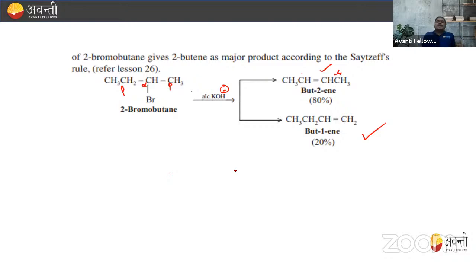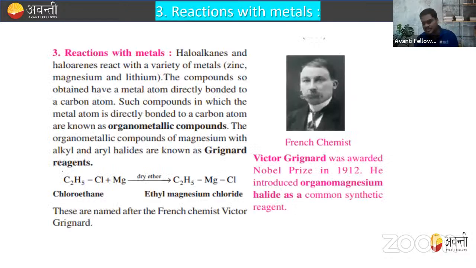Now, how major and minor products are formed. When we treat 2-bromobutane with alcoholic KOH, we have two products. One is 2-butene, which is 80%, the major product, and the other is 1-butene, that is 20%, right? So we got these two types of products in this alcoholic KOH reaction, and this is also known as the beta elimination reaction.